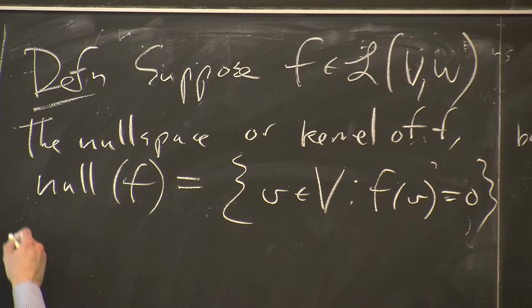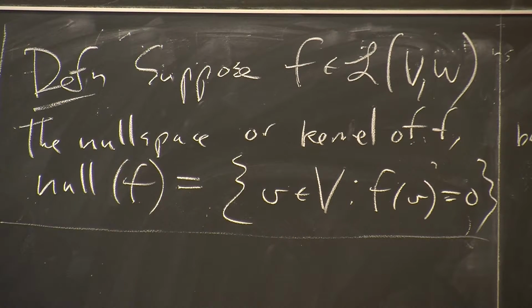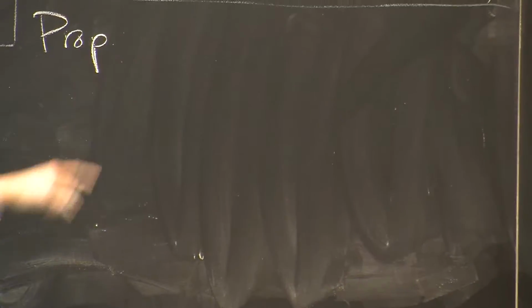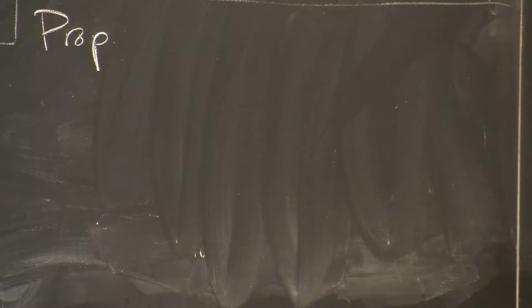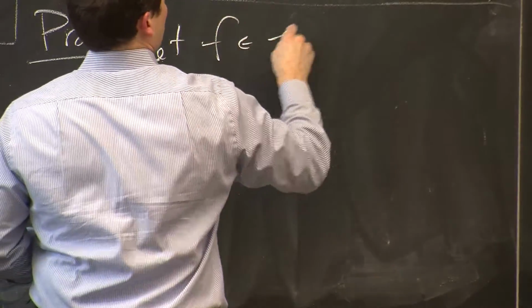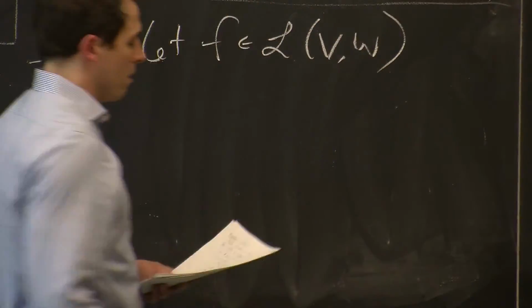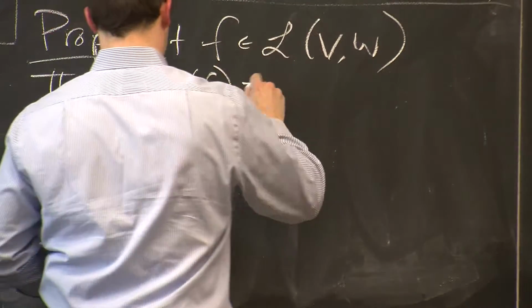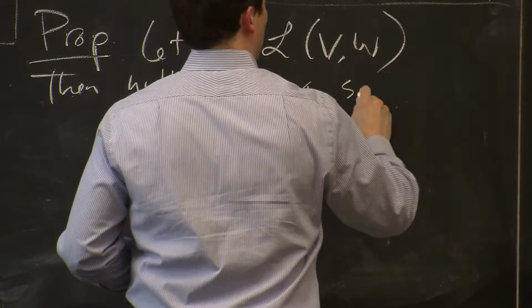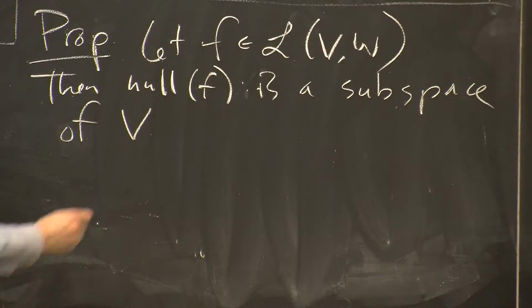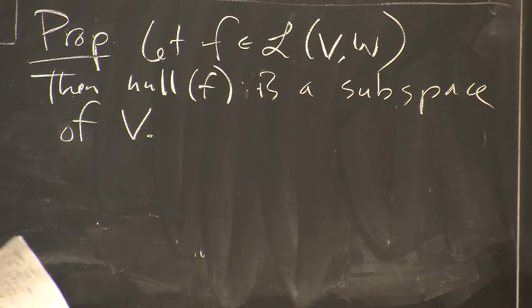Now, in this category of vector spaces and linear transformations, we don't really like sets. We prefer that all our sets be vector spaces. So the first thing we want to know is whether this set, which is somehow associated to a linear map, is actually a subspace. Is it a vector space? The answer is yes. Suppose we have a linear transformation from V to W, then the null space of f is a subspace of V. Let's do the proof.